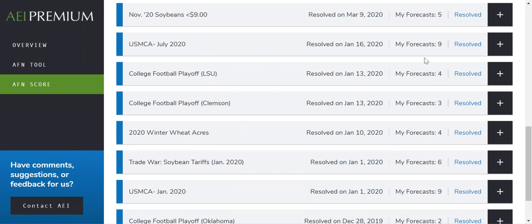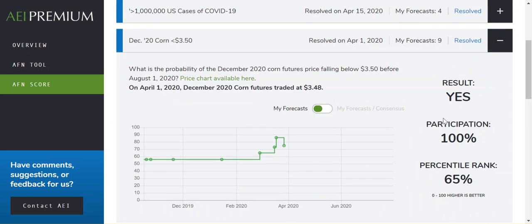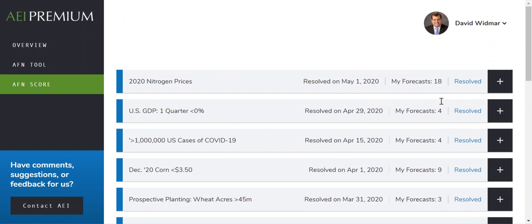That was a pretty good forecast. I don't always get that accurate. So here's another one, the probability of December corn falling below $3.50 per bushel before August 1. That occurred on April the 1st, and my percentile rank was 65%.